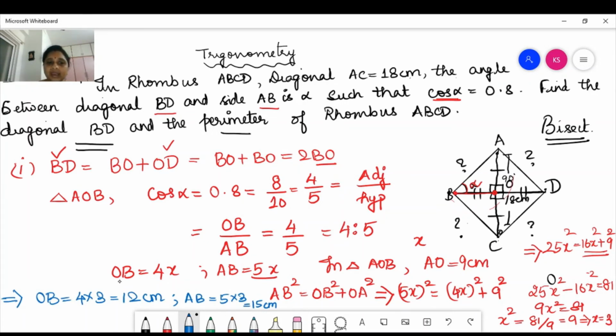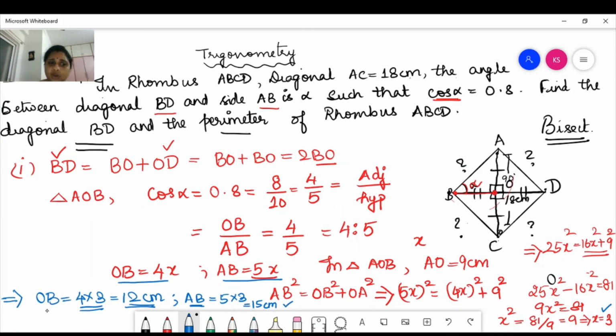Now we have OB and AB in terms of x. So let's quickly find the measure of OB. That's 4 times x or 4 times 3. That's going to be 12 centimeters. And AB is going to be 5 times x, that's 5 times 3, and that is going to be equal to 15 centimeters.